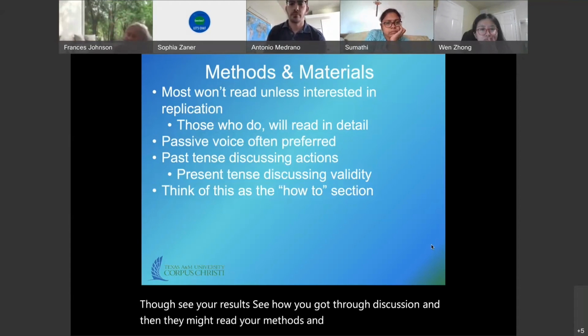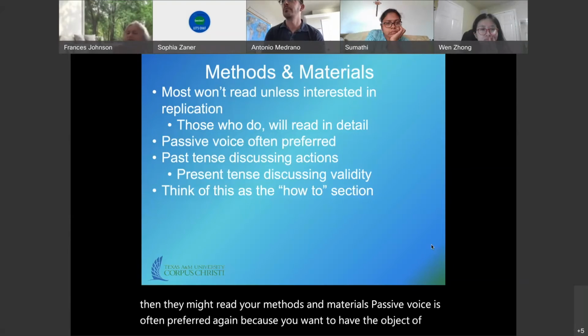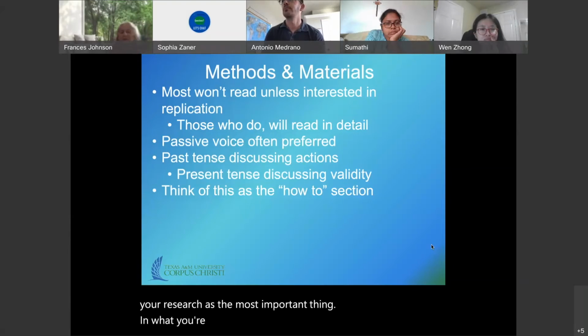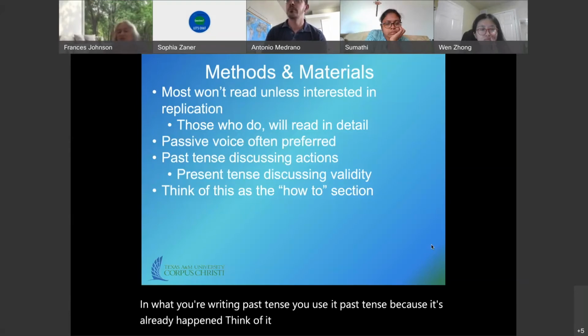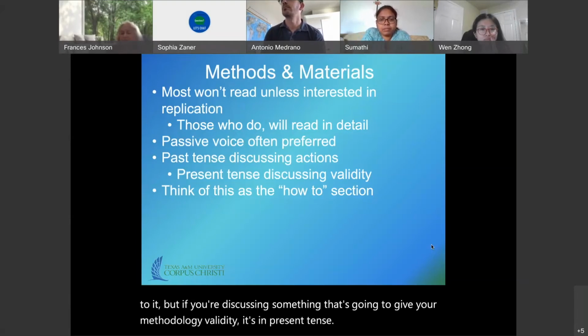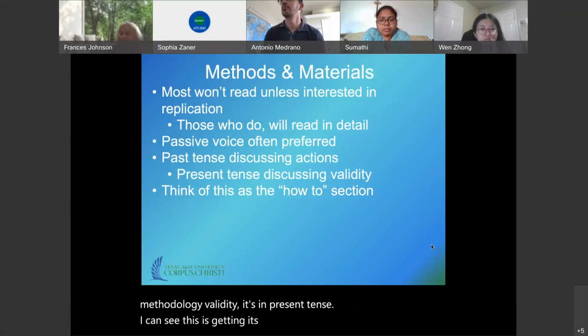Passive voice is often preferred, again, because you want to have the object of your research as the most important thing in what you're writing. Past tense, you use it in past tense because it's already happened. Think of it logically, it's already happened. But if you're discussing something that's going to give your methodology validity, it's in present tense. And I can see this is a whole lot I'm throwing out here at once. I don't expect everybody to get it at once.